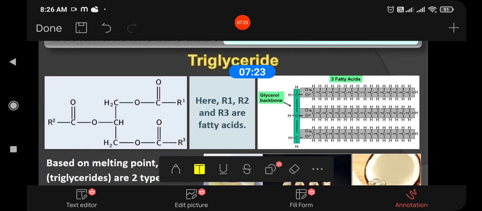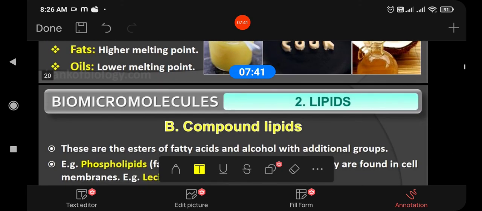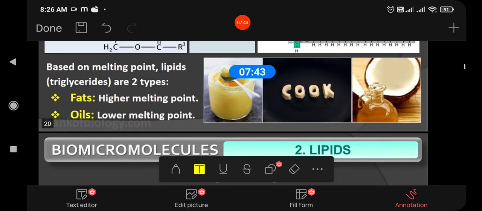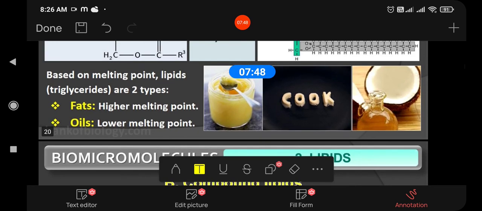Now you can see the example of a triglyceride. Here R1, R2, R3 are the fatty acids, 3 palmitic acids are there. Okay, so based on the melting point, if it has a higher melting point, then it is fats. If it has a low melting point, then they are oils. So in the next lecture we will be doing the compound lipids. Okay.